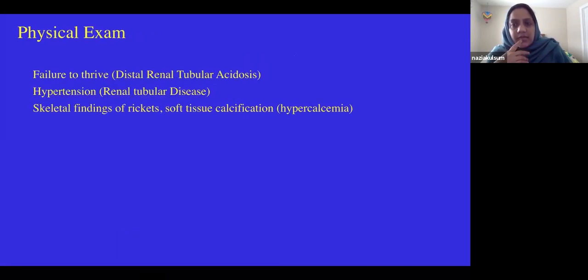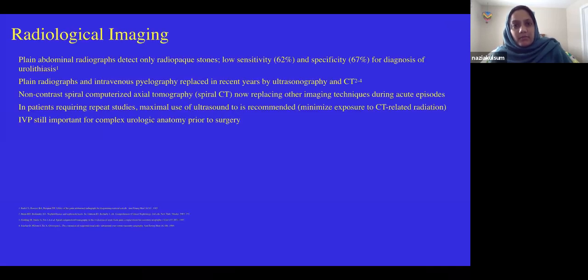The other things that you have to focus on in the physical exam are, for example, failure to thrive. Your distal RTA, type 1 RTA, can cause hypercalciuria. Most of these patients will present with failure to thrive. So they will have problems gaining weight, short stature. Some of these kids can also have hypertension. Very rarely you may see rickets or even soft tissue calcification. But again, primary hypercalcemia is very rare. So we talked about all the radiological imaging. Let me skip over this.